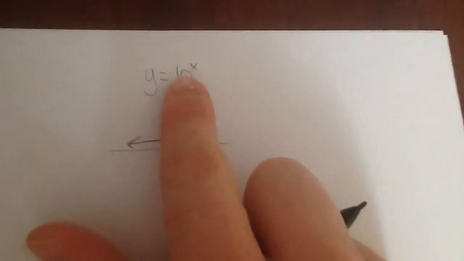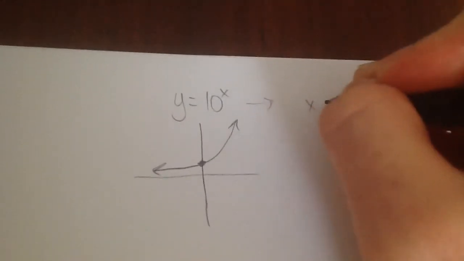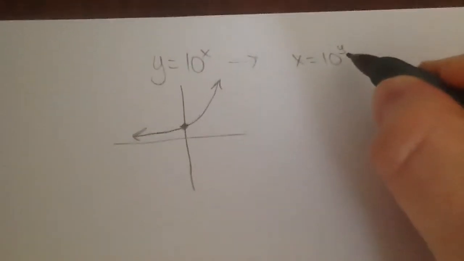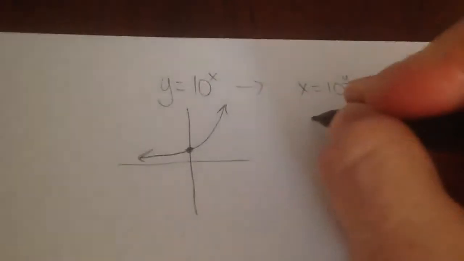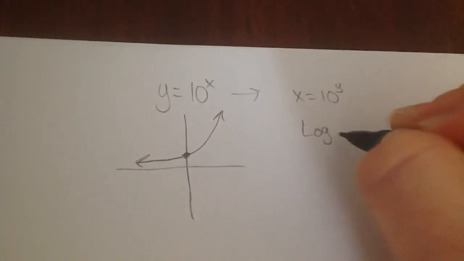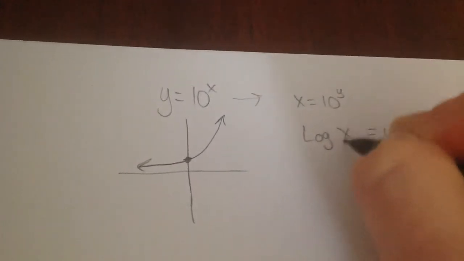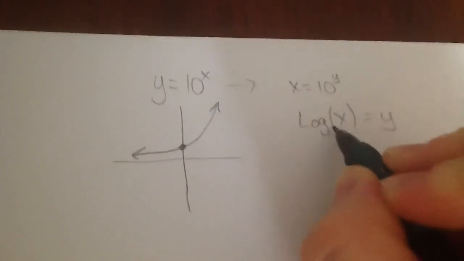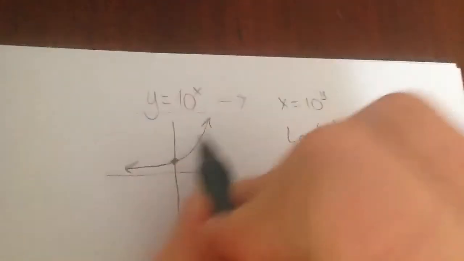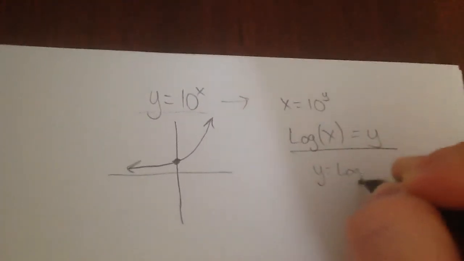Now if I said find the inverse of that and graph it, remember to find the inverse, you flip x and y. Now I have to solve for y. If I'm trying to solve for y and it's the exponent, I need to log. So it's 10 to the y power equals x. Remember, if you just write log and there's nothing there, it's implied that it's a 10. So the inverse of this is y equals log of x.